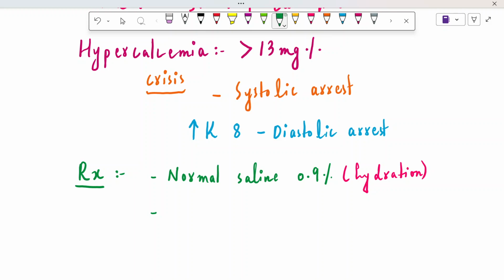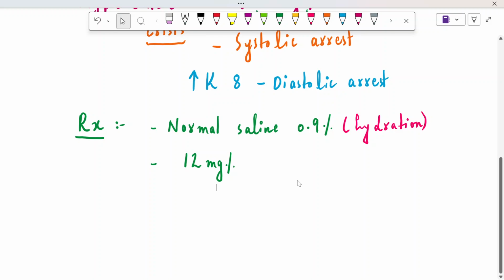First of all, for example, if a patient is developing hypercalcemia of 13, we can give normal saline and increase the hydration until the calcium level decreases to 12 milligram percent. After that, we can adopt other treatment strategies. For example, we can administer furosemide.